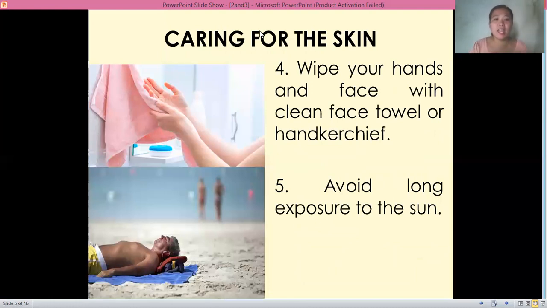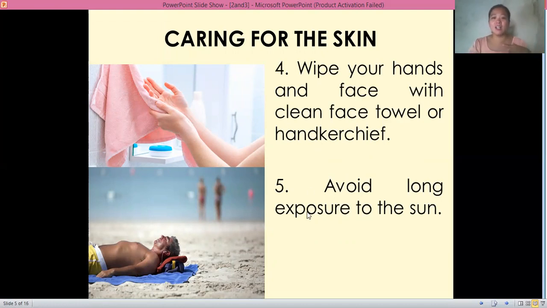Okay po? Next is number 4, wipe your hands and face with a clean face towel or handkerchief. So after washing your hands, you need to dry your hands using a clean face towel or handkerchief. Why do we need to dry them with a clean face towel and clean handkerchief? Because our hands are already clean, so we need to dry them with a clean towel also. If we are going to use a dirty towel, then our hands will become dirty again, right?